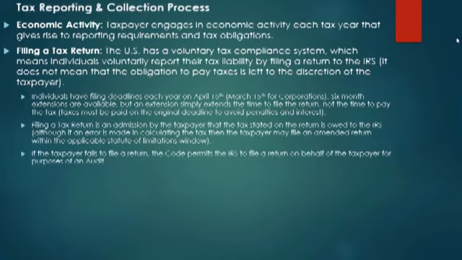If the taxpayer fails to file a return, the code permits the IRS to file a return on behalf of the taxpayer for purposes of an audit. And this is not usually a very good thing to have happen to your client. If they fail to file their return and a tax return is filed on their behalf by the IRS, it's going to be a very vanilla return with the most basic exemptions and credits if it's an individual.